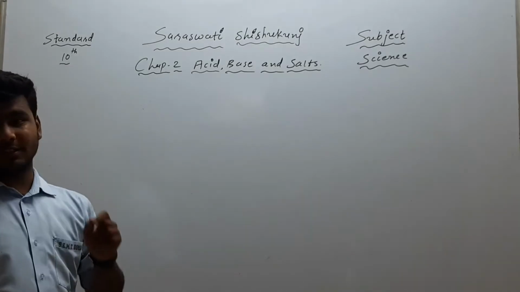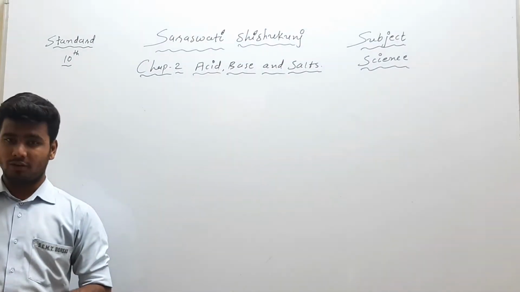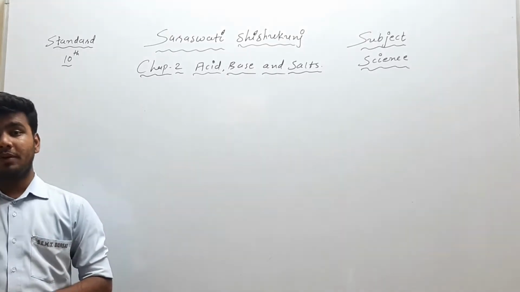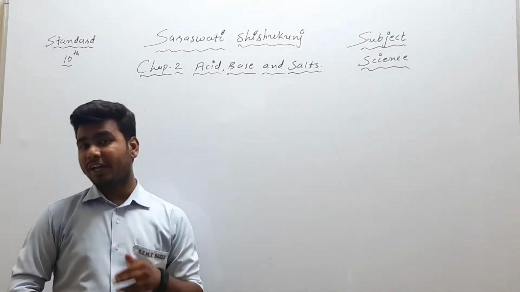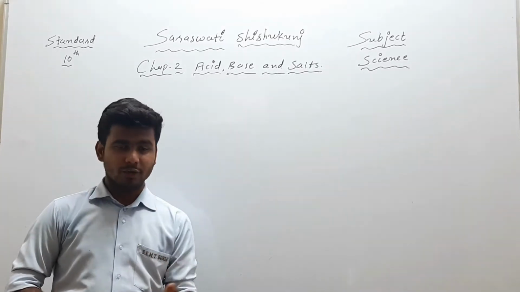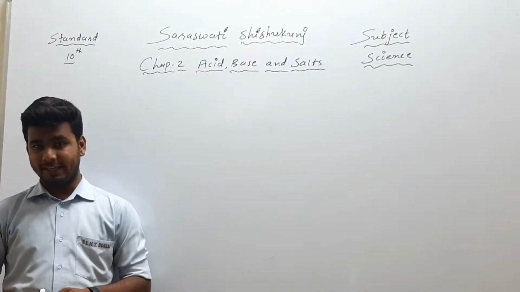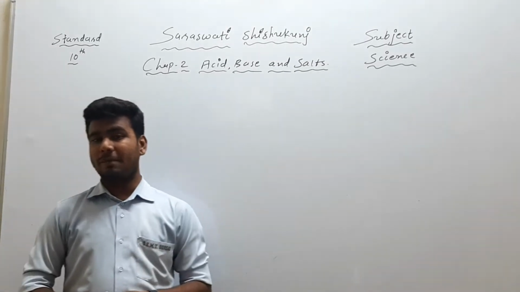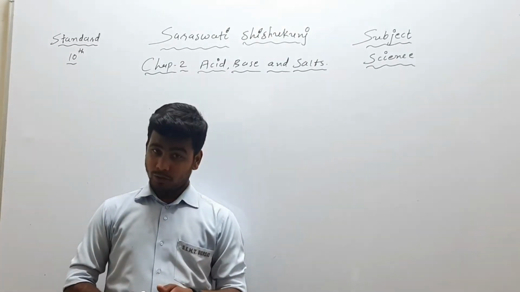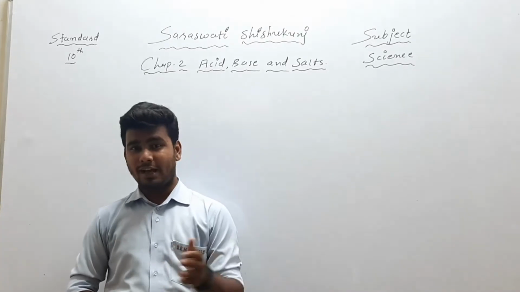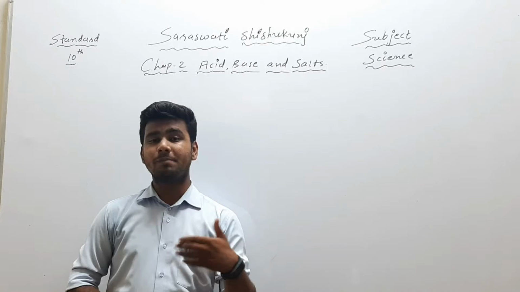Welcome to the last session of chapter number 2, acid, base and salt. In the previous video, we discussed some of the important compounds, how they are prepared and where they are used. In that, we discussed common salt, that was NaCl. We also discussed sodium hydroxide, that is NaOH. Also, we took a glance at how bleaching powder is prepared and where bleaching powder is used.